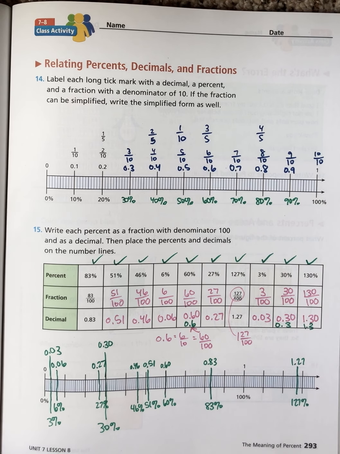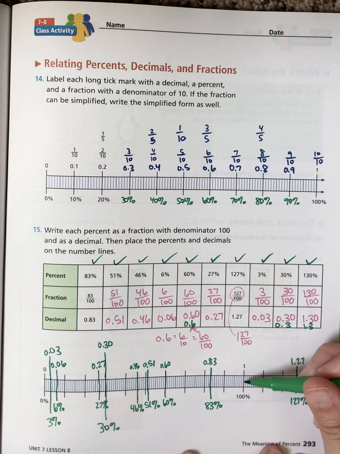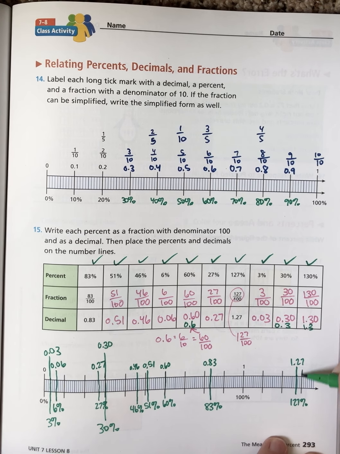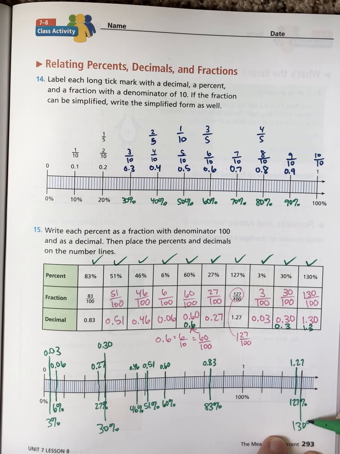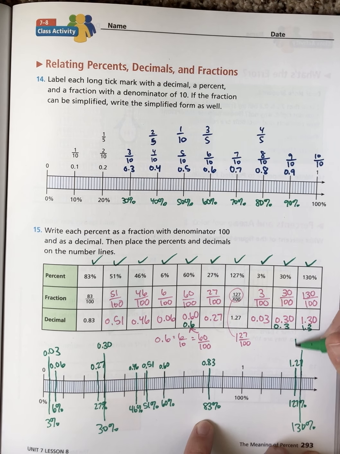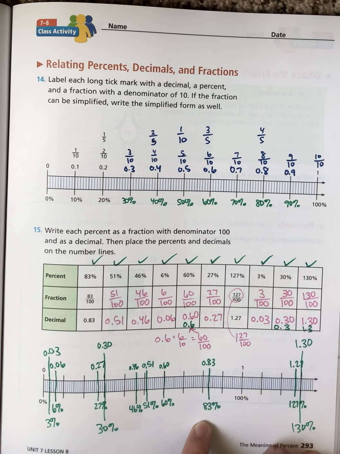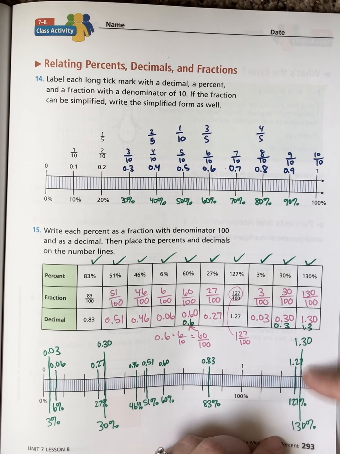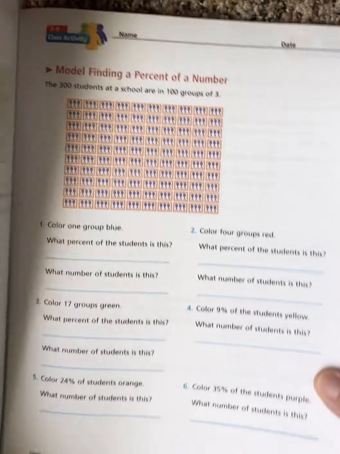And our last one is 130%. So we have 100% right here, 110%, 120%, and 130%, which can be written as 1.30 or 1.3. All right, so hopefully, again, you're seeing kind of how those numbers relate to each other on a line and how decimals and percents are all connected.